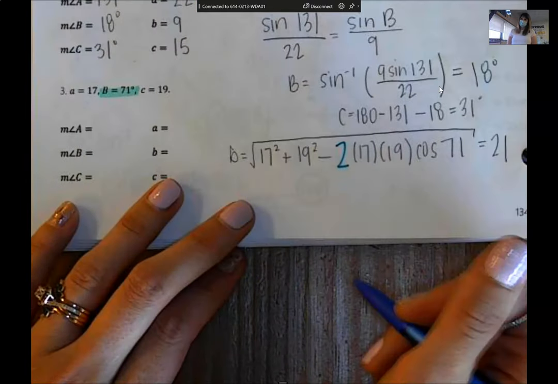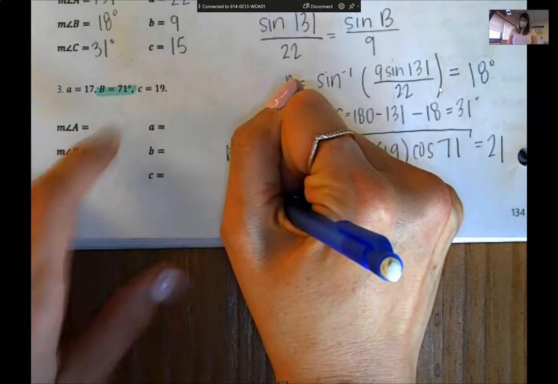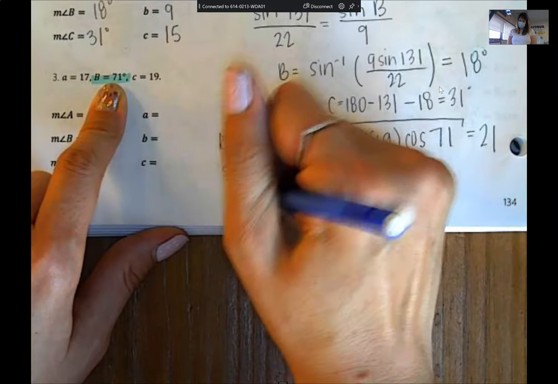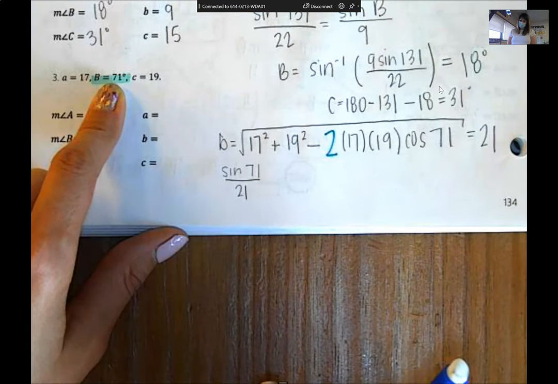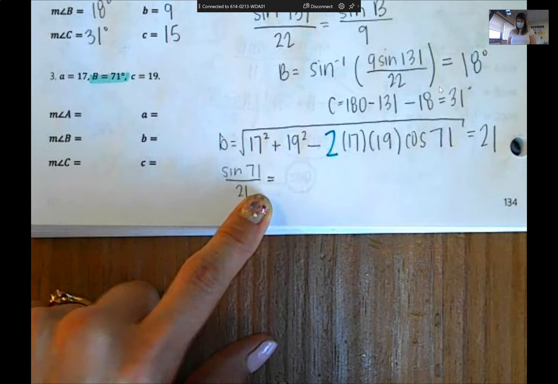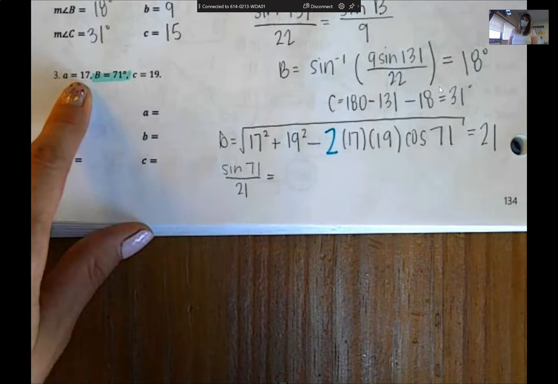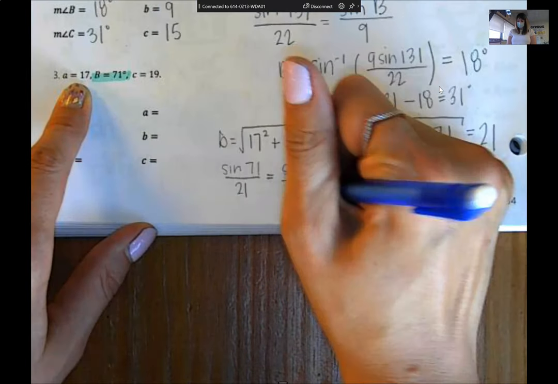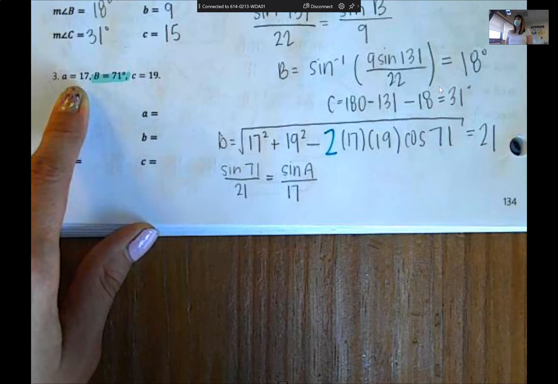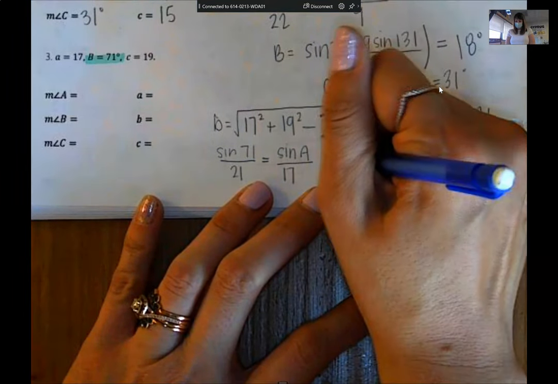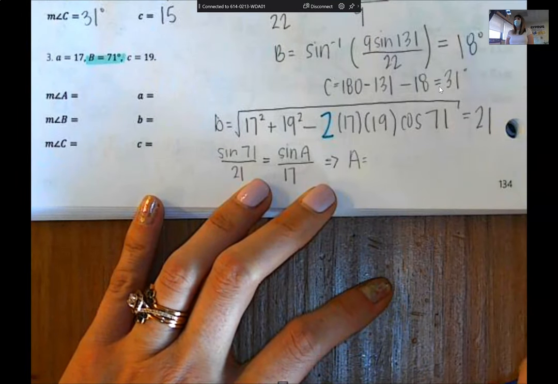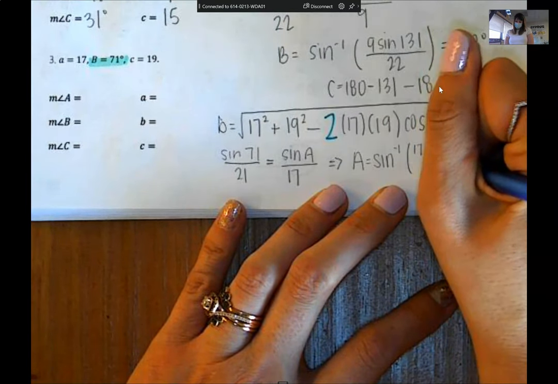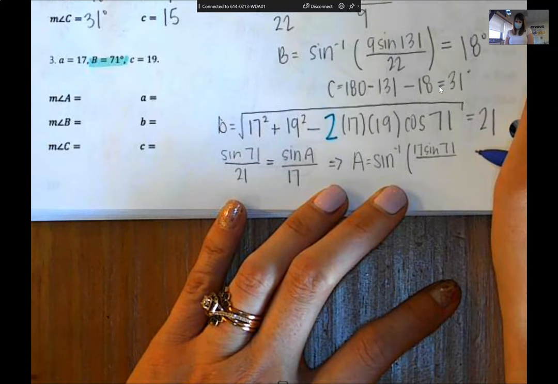Next up then is law of sines. Sine of the angle they gave me, 71, over the side I just found, 21, equals... okay, I have to choose the one that's smaller. So A is smaller, which means sine capital A over 17. That means that angle A is equal to the sine inverse of 17 sine 71 over 21.